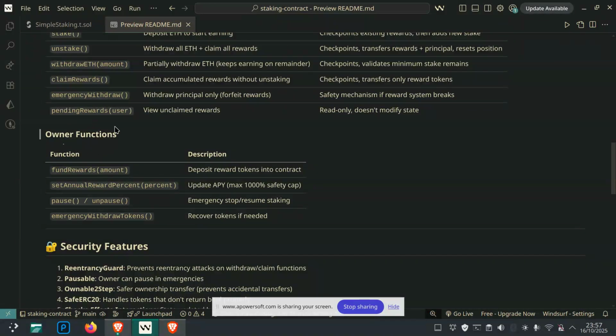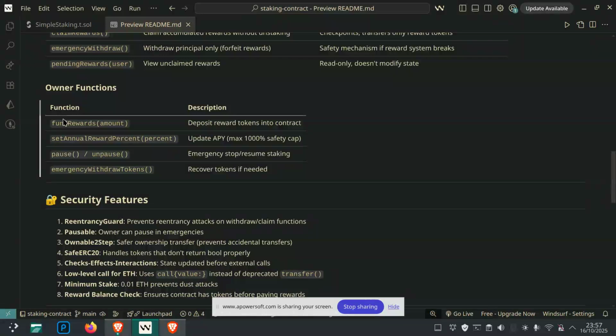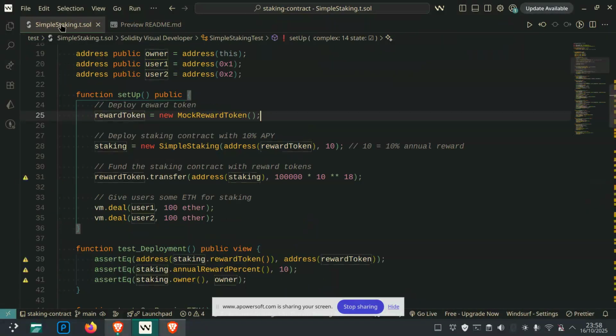There are owner functions, like fund rewards, because I as the owner have to put some money into the contract so the stakers can get their rewards. Okay, let's go.